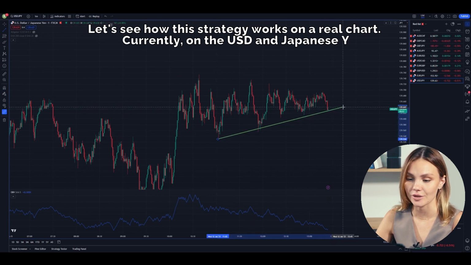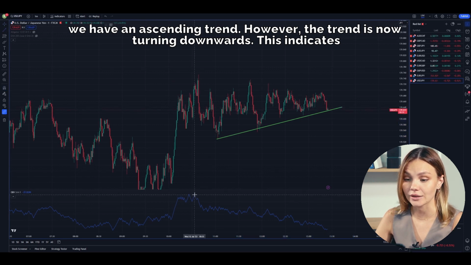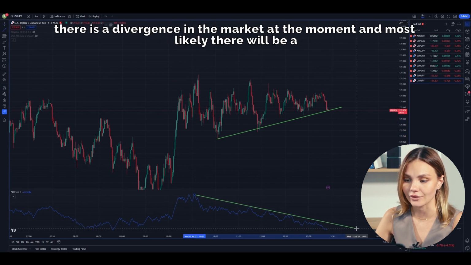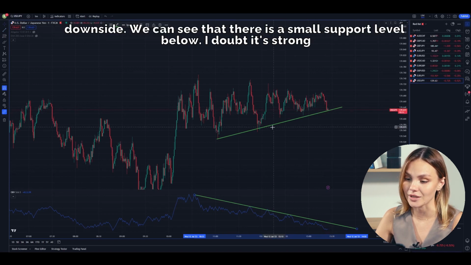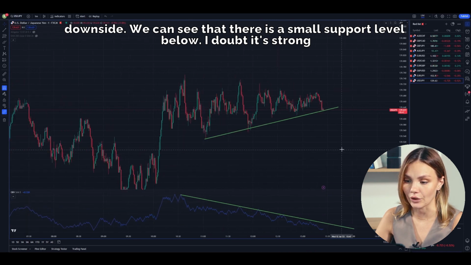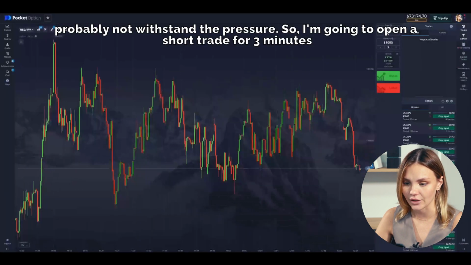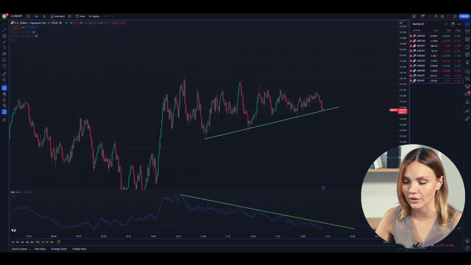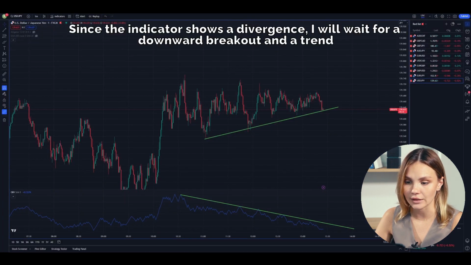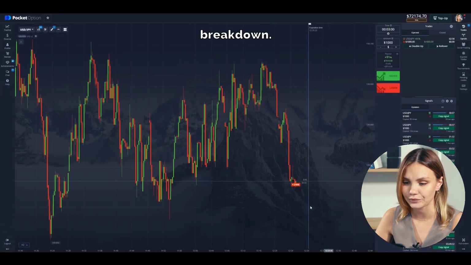Currently, on the USD and Japanese yen chart, we have an ascending trend. However, the trend is now turning downwards. This indicates that there is a divergence in the market at the moment, and most likely there will be a breakout on the downside. We can see that there is a small support level below. I doubt it's strong enough and it will probably not withstand the pressure. So I'm going to open a short trade for 3 minutes with $1,000. Since the indicator shows a divergence, I will wait for a downward breakout and a trend breakdown.